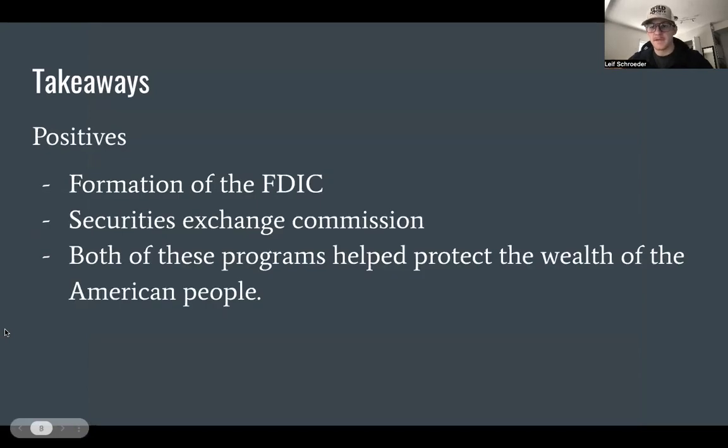So some of the takeaways we see from the Great Depression, obviously, super hard time to find any positives, but there were some positives that came out of it, and one was the formation of the FDIC and the Securities Exchange Commission. These are two super important programs that help protect the wealth of the American people, which ultimately led to banks being safer to use. Both of these are still intact today.